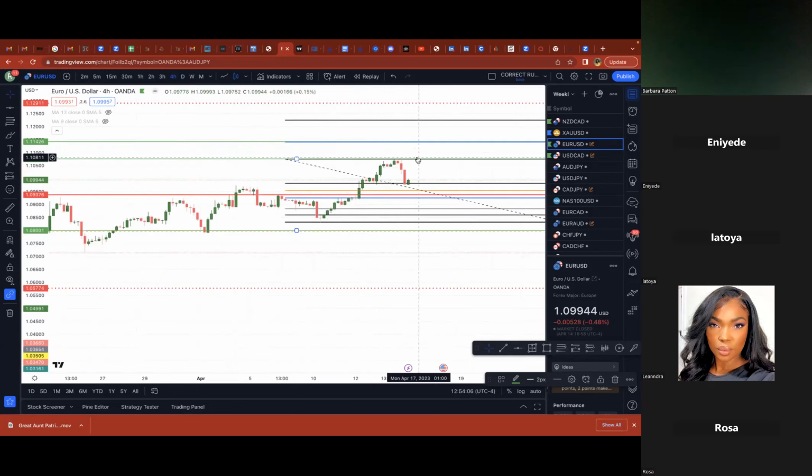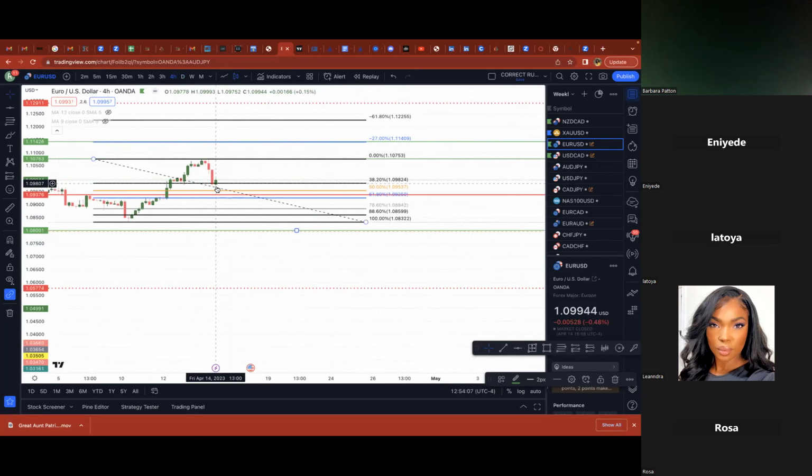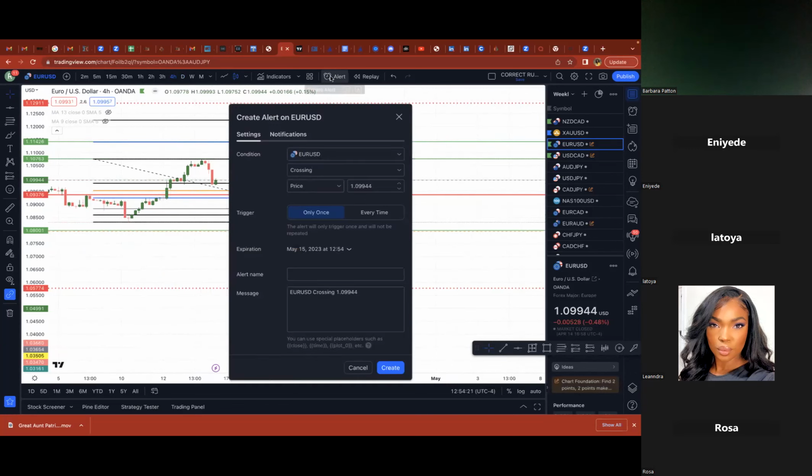Once price continues to come down for our second retracement candle, we'll be watching, and we'll set our alert for 61.8.